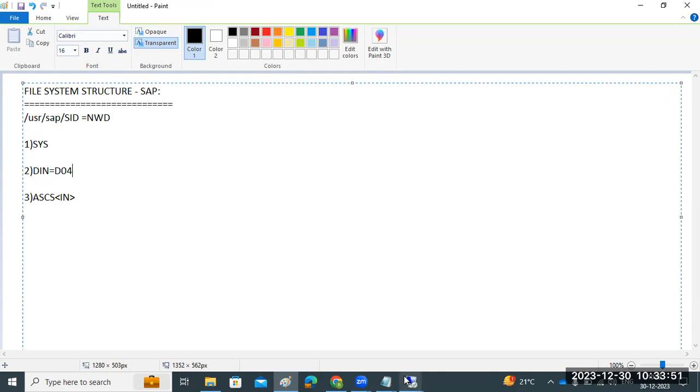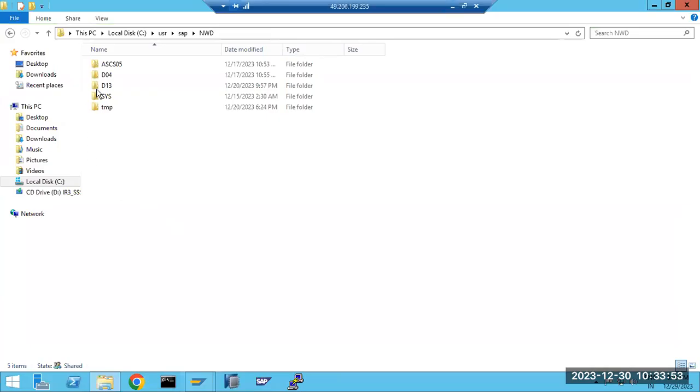So you can see here the ASCS instance number, the D instance number, and SYS. If you install one more application server, that will be one more instance number here.